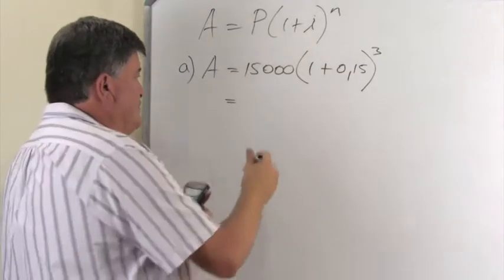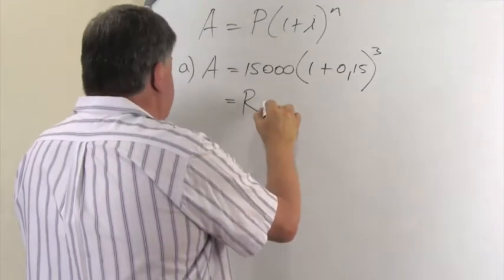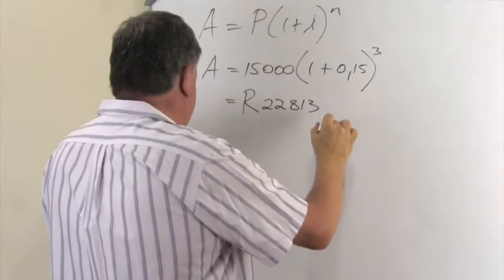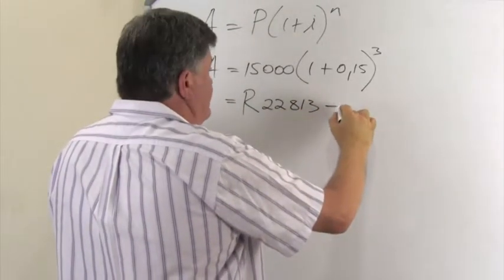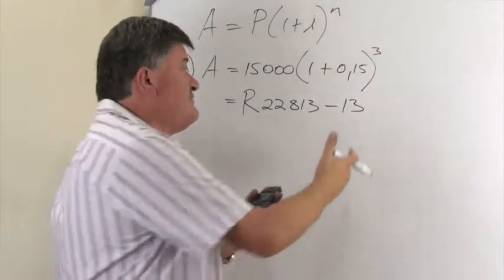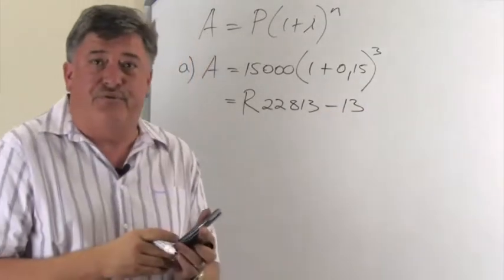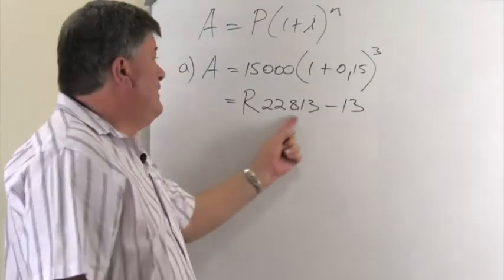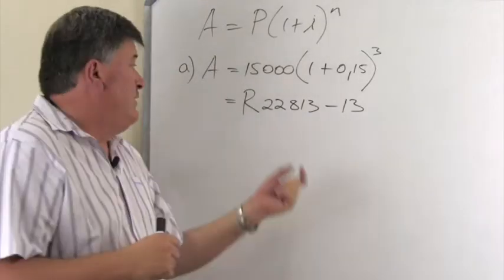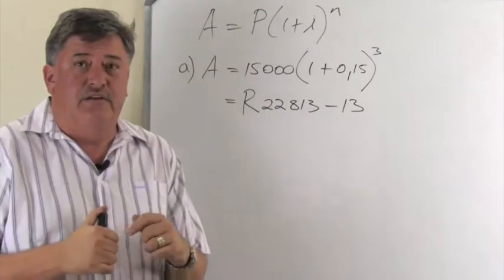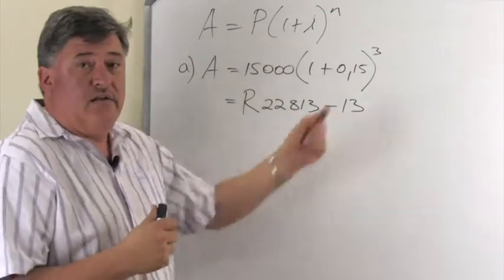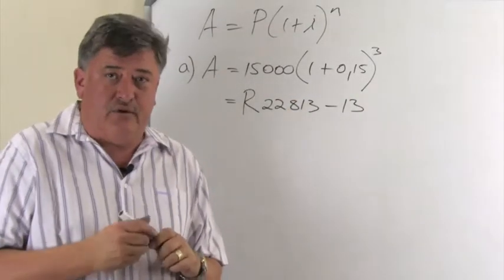So if I round it off to 2 decimals, my answer for this one, 22,813 Rand. And if I round it off to 2, it will be 13 because it's 125. Third decimal is 5, so that means the second decimal will increase to 3. So that will be my future value. So the 15,000 Rand will grow to 22,800 if the interest rate is 15% and the compounding is annually.